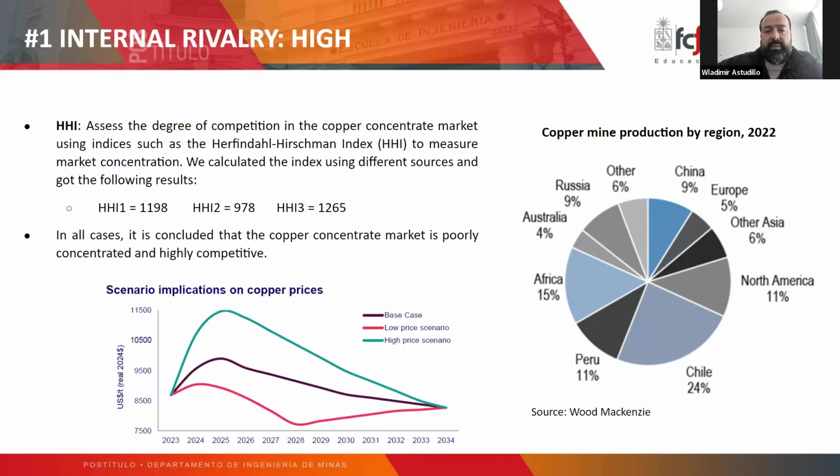The first one, HHI 1, considers copper concentrate producers located in Chile. Case 2 considers producers from 9 countries, HHI 2, and the last index is based on information found for the concentrate market. In all three cases, the same conclusion is reached. The market for copper concentrate is low concentration and highly competitive.